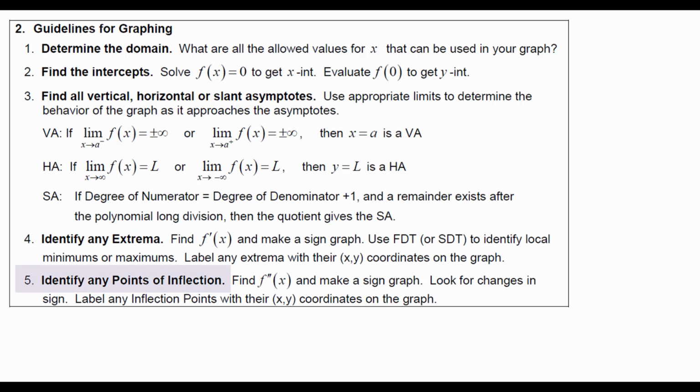Lastly, identify any points of inflection so that you can tell which interval you should graph concave up or concave down, and also verify where the concavity changes.